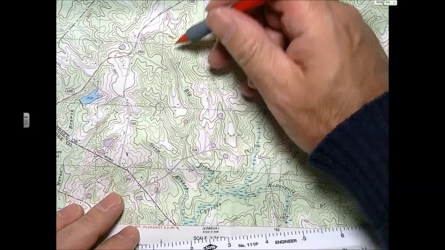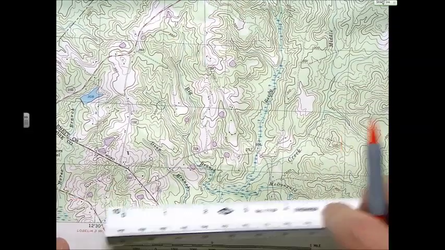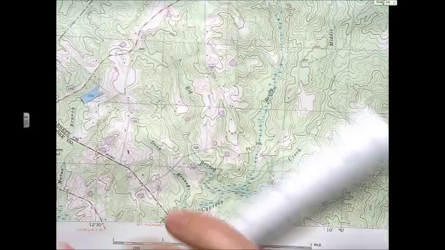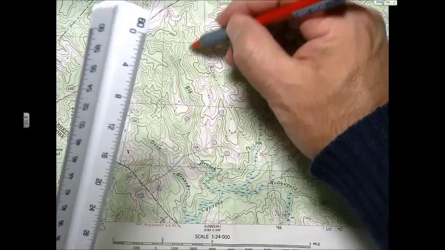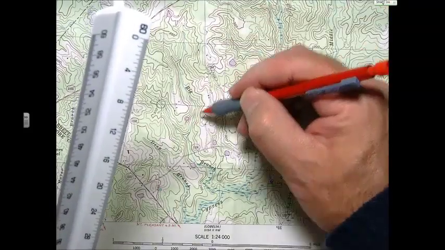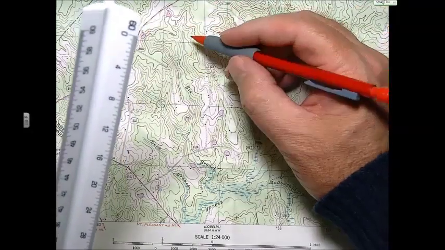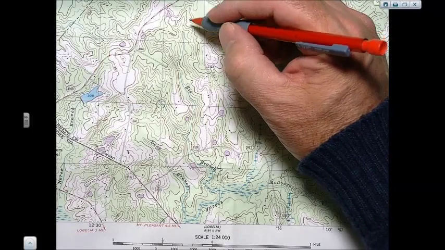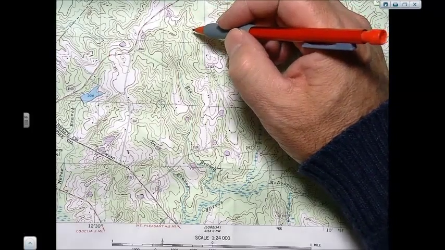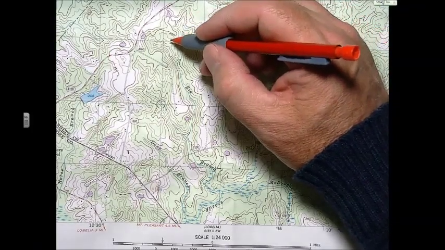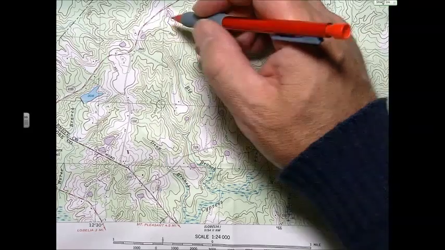One of the other things you have to realize is that these maps are oriented north, south, east, and west. So the top is north, so that's going north this way, then you've got east going this way, you've got west, and you've got south. One of the other things you can learn by looking at these contour lines is which way you're facing, and that's called your aspect.